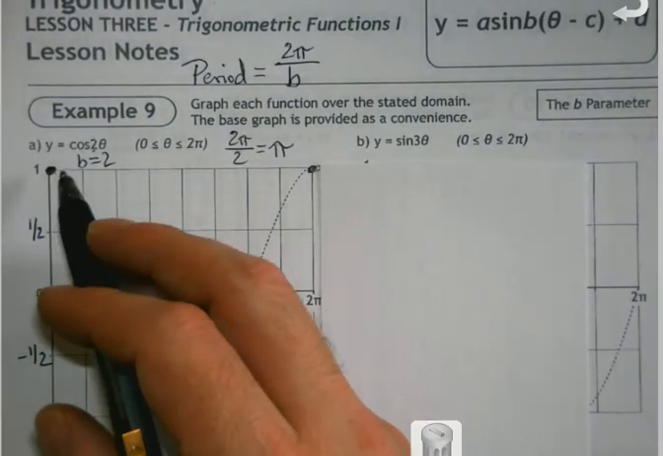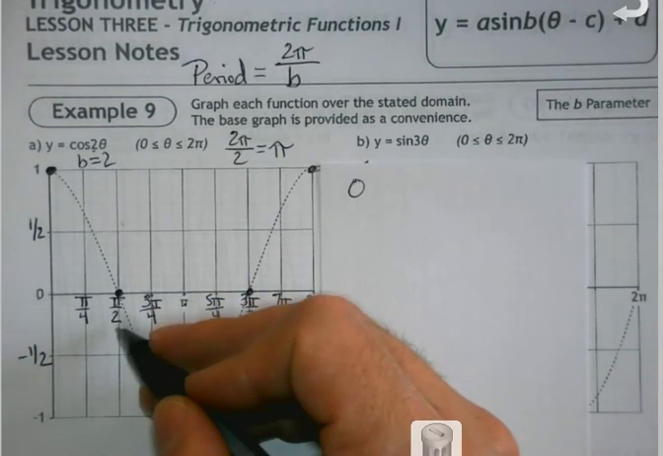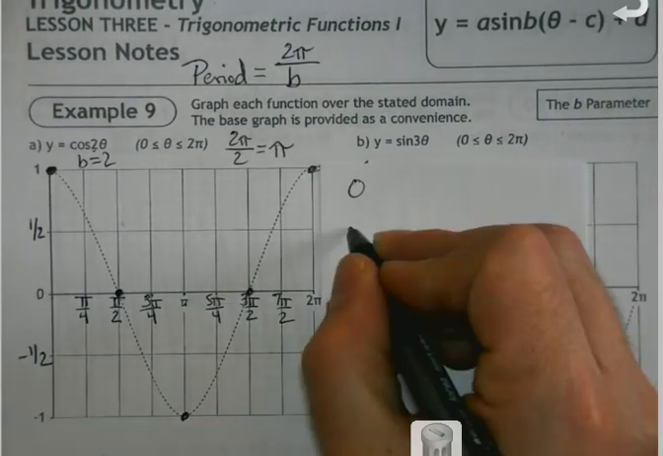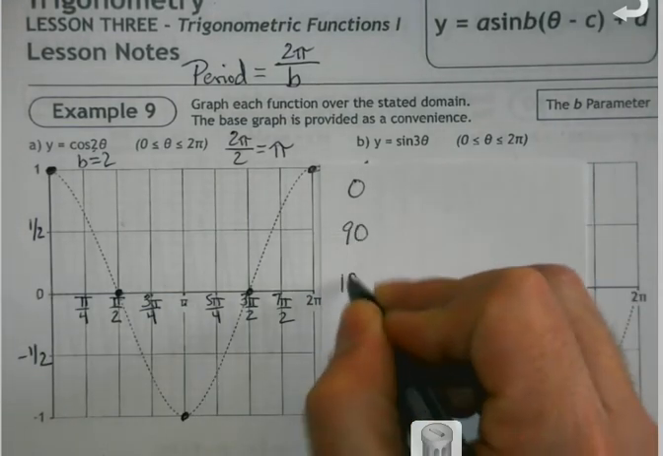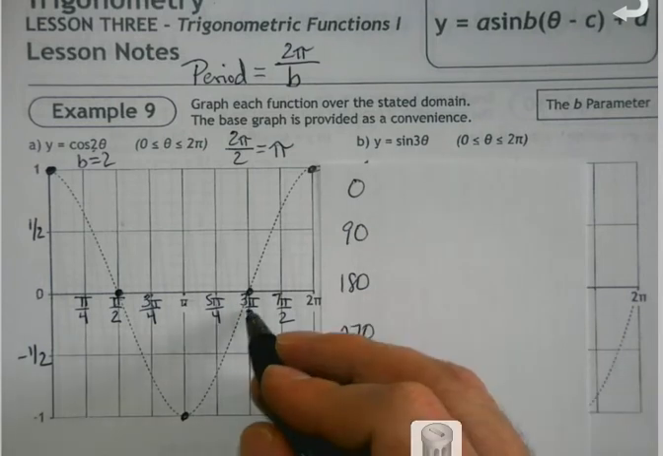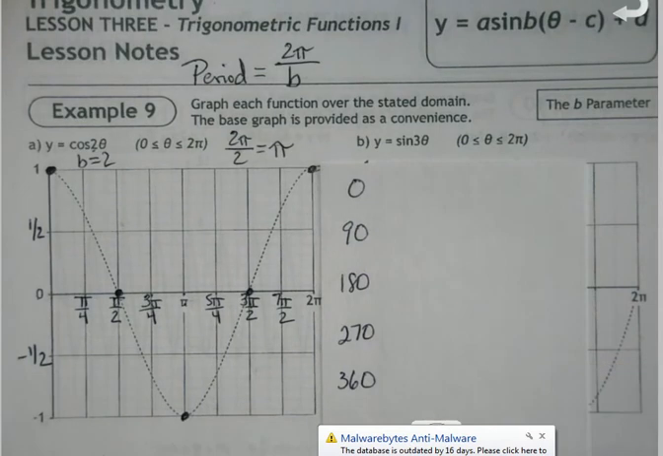So I look and I go, all right, I've got one at 0. Pi over 2, what's that in degrees again? What's 180 divided by 2? 90. Okay. So 0, 90, 180, 270, my 3 pi over 2, and 360. Those are where my points are right now.